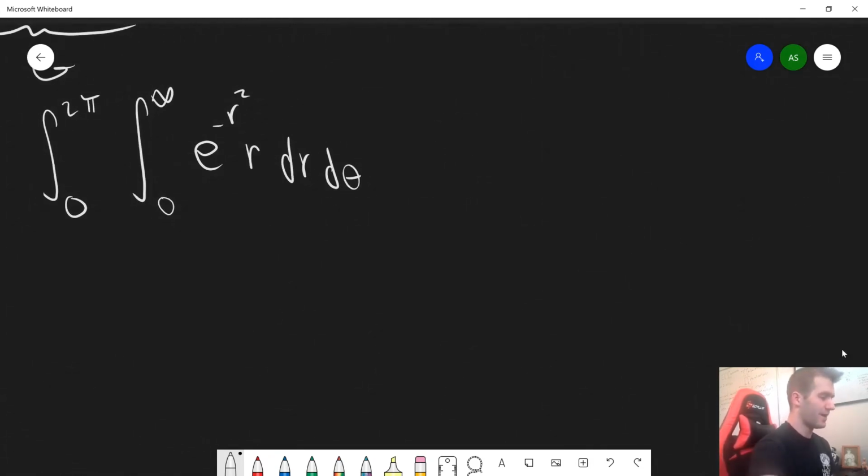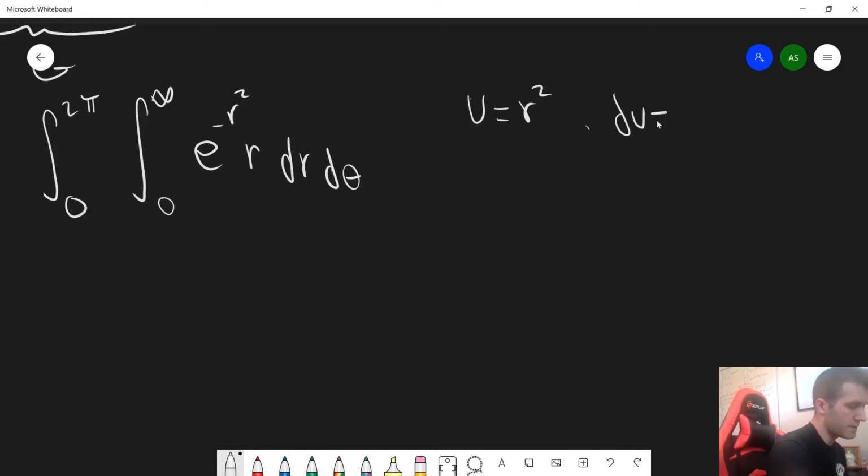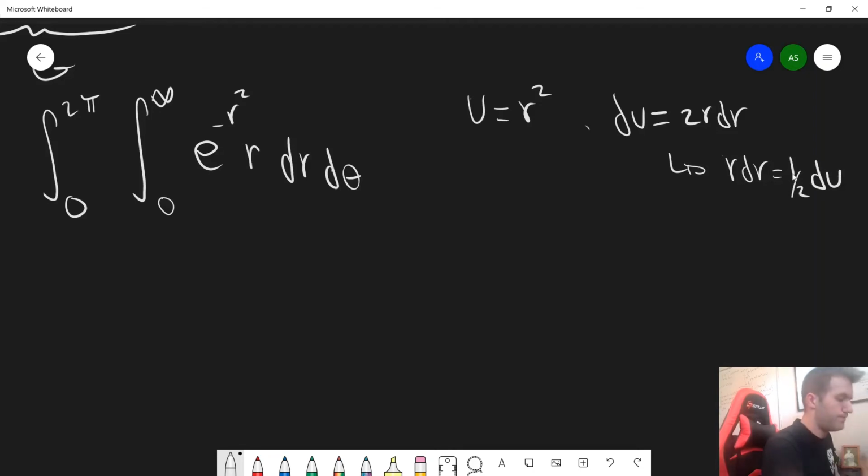So let's do that. So now we're going to have u equal to r squared, right? And then we're going to differentiate that with respect to r. So we're going to have du is equal to 2r dr. And let's move that 2 over, divide it rather. So we're going to have this become r dr equal to 1/2 du. Okay, so this is actually really great.